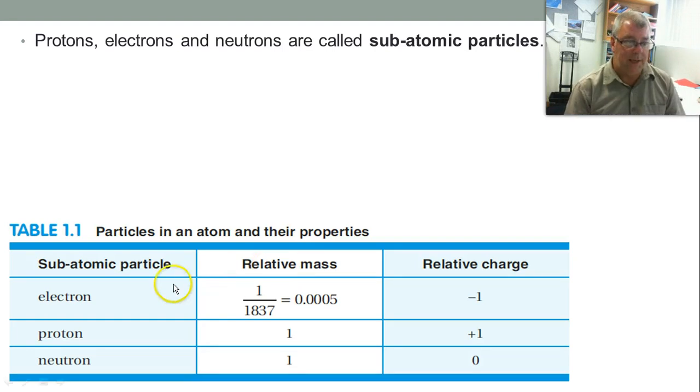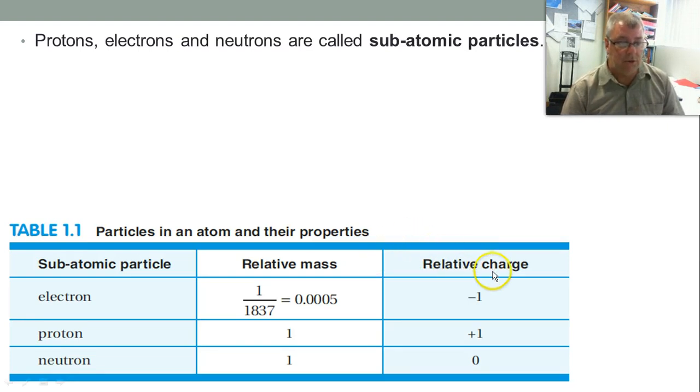And so what we've said is the proton and neutron weigh the same. And so let's say that they have a mass of 1. An electron, it would take 1,837 electrons to weigh the same amount as a proton. So the electron hardly weighs anything relative to the proton and neutron. That's why I said the mass of an atom is in the nucleus, because the electrons hardly weigh anything.